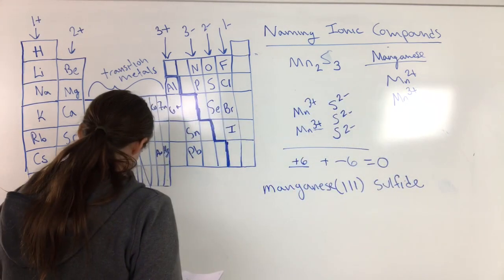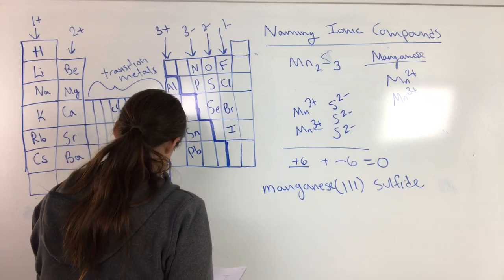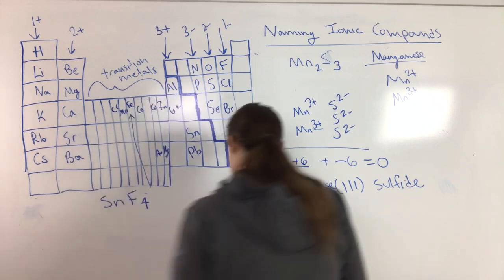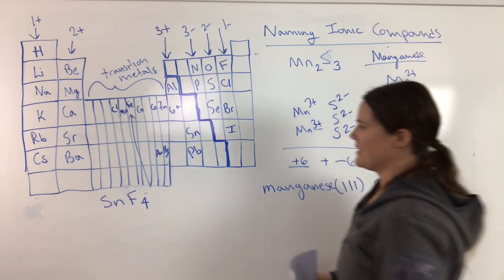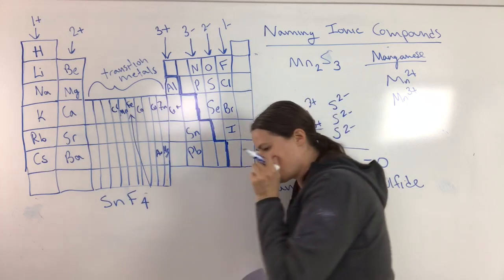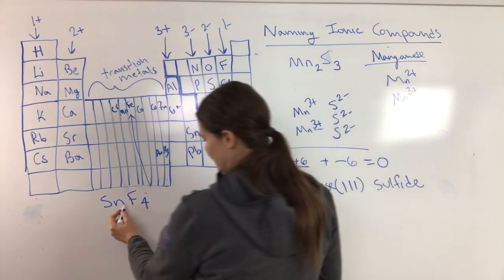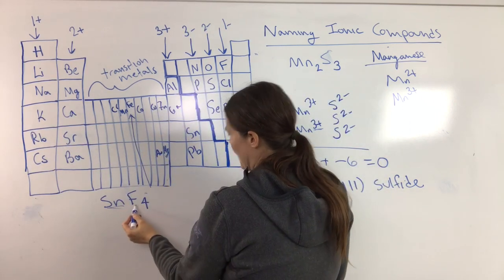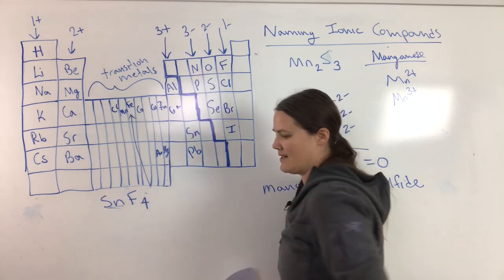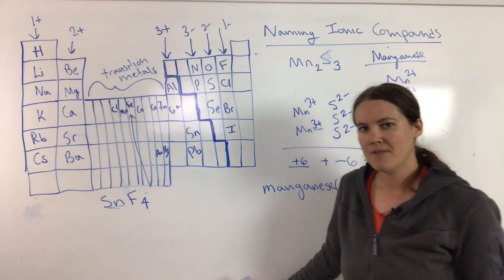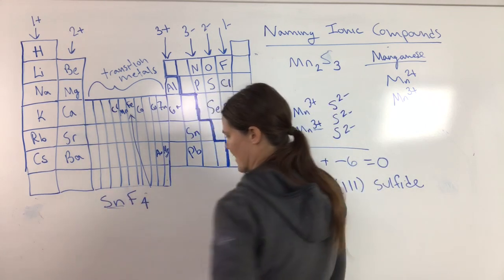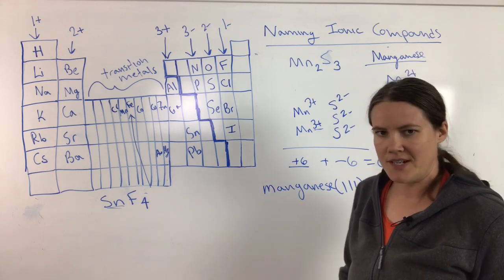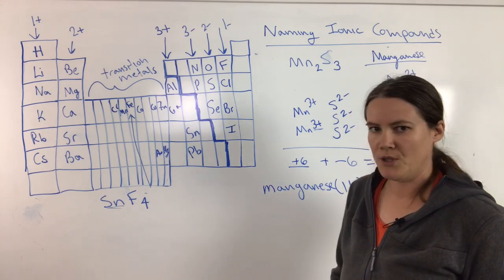Now let's do tin and fluorine. So this one's a little bit different because, well, first of all, let's figure out if this is an ionic bond. So we have tin, which is a metal, it's in the metals, and we have fluorine, which we know is a nonmetal. So we have a metal and a nonmetal, so we know that this is forming an ionic bond.